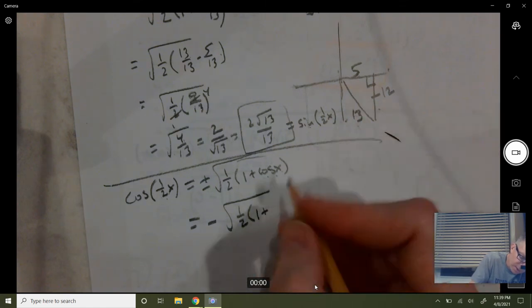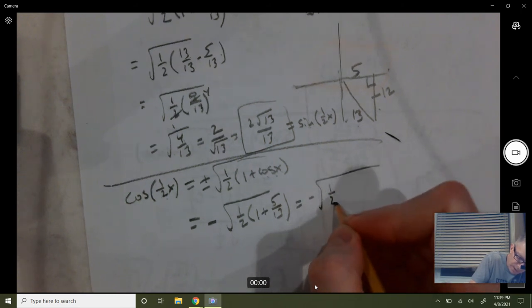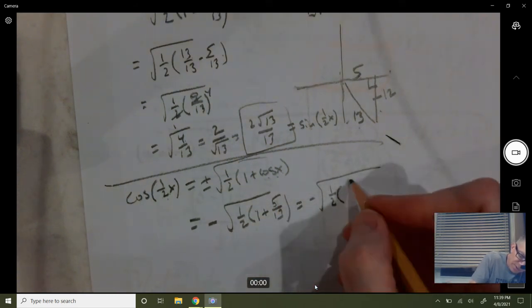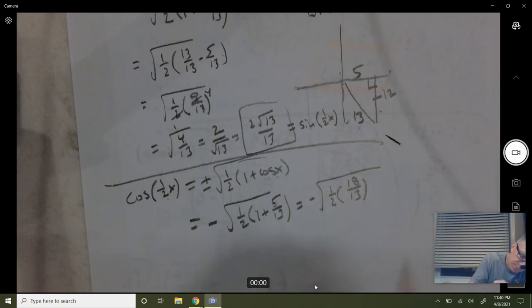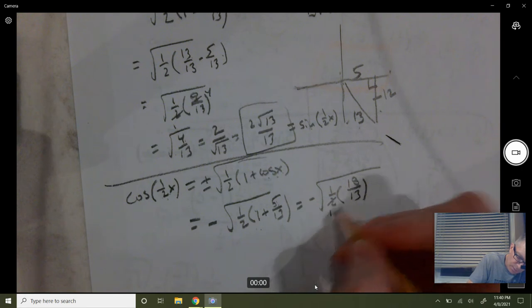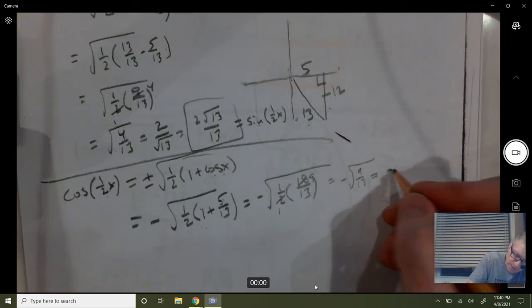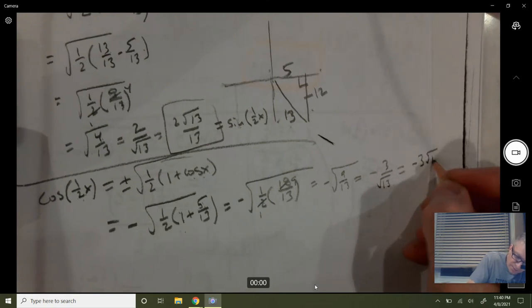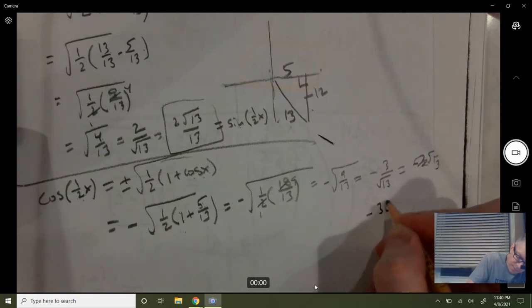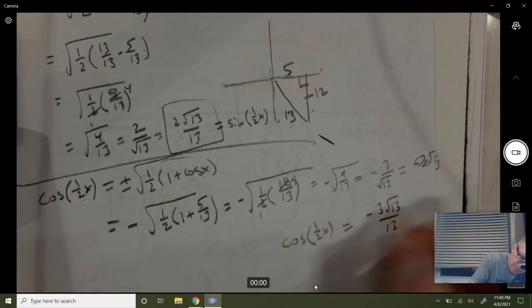1 plus, that's going to be 5 over 13. That's negative 1/2 times 13 over 13 plus 5 over 13 gives you 18 over 13, right? 5 plus 13, that's going to be a 1, that's going to be a 9, so you get negative square root of 9 over 13, or negative 3 over rad 13, or negative 3 rad 13. Oops, negative 3 rad 13 over 13. That's equal to cosine of 1/2 x.